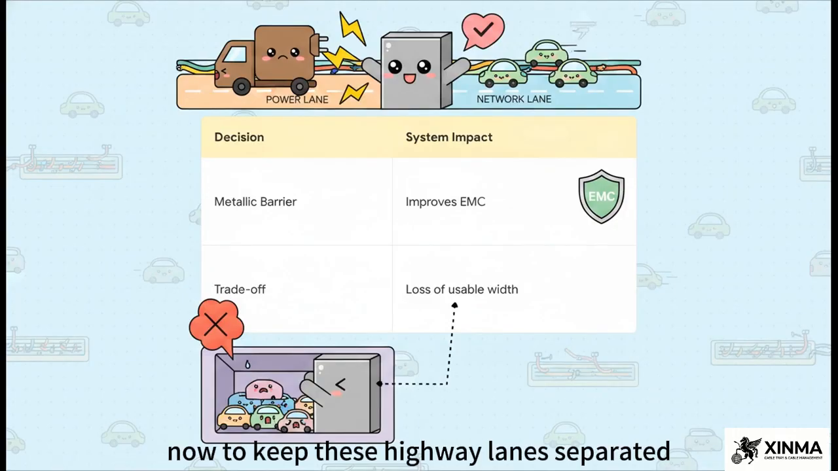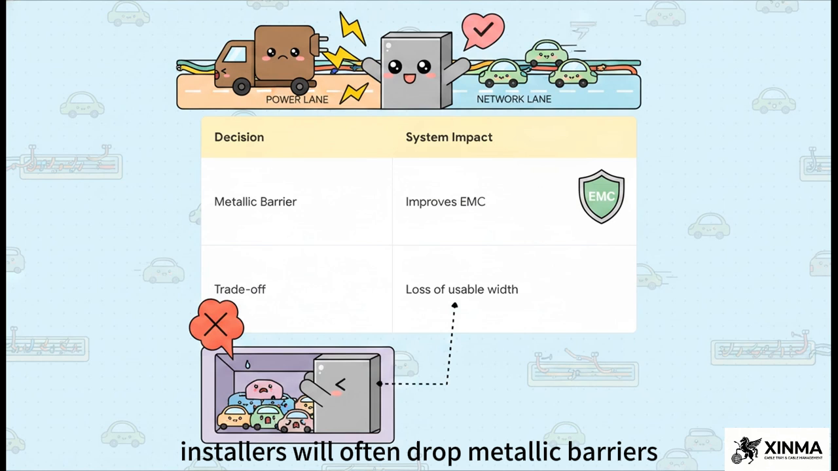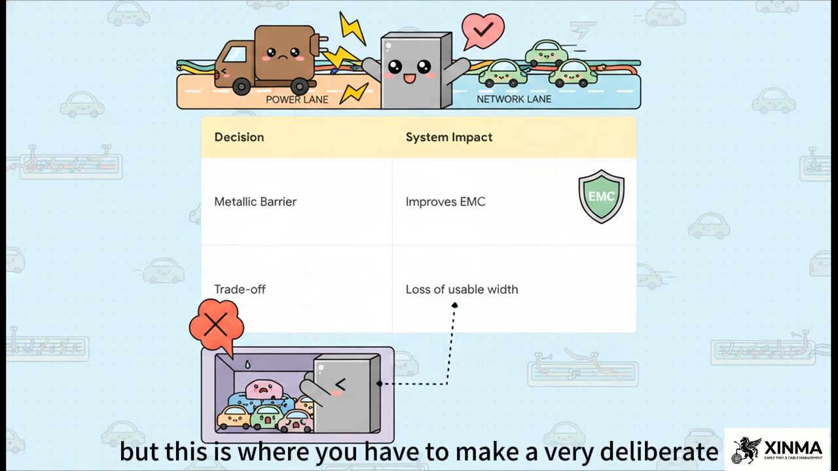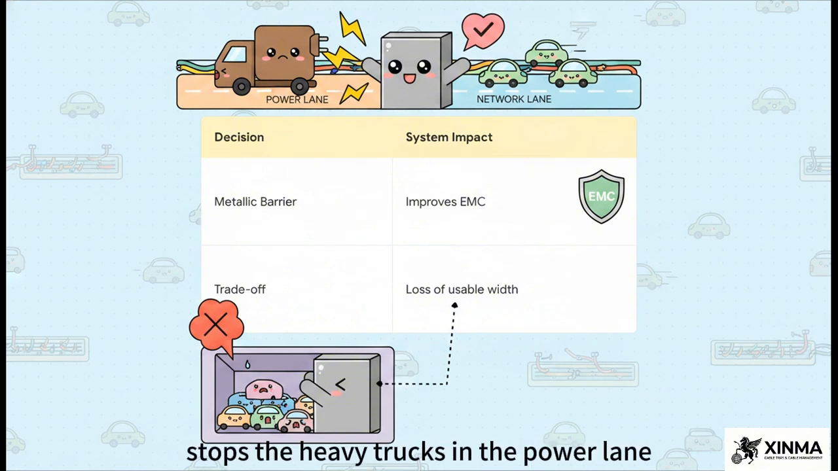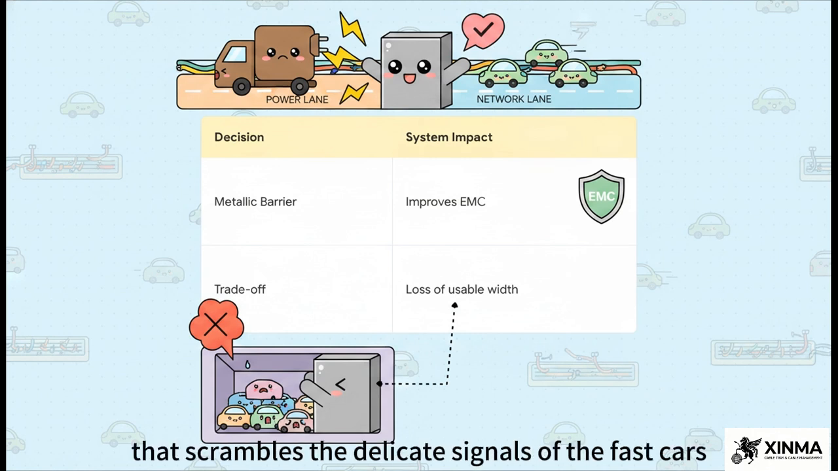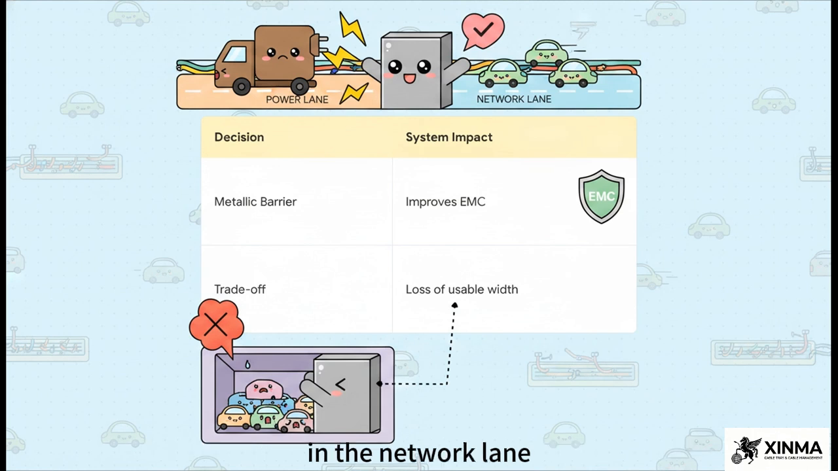Now, to keep these highway lanes separated, installers will often drop metallic barriers right inside the trays. But this is where you have to make a very deliberate, practical trade-off. The big benefit of a metallic barrier is that it drastically improves EMC, or electromagnetic compatibility. In plain English, that metal wall stops the heavy trucks in the power lane from creating electrical noise that scrambles the delicate signals of the fast cars in the network lane. It gives you clean, reliable signals.